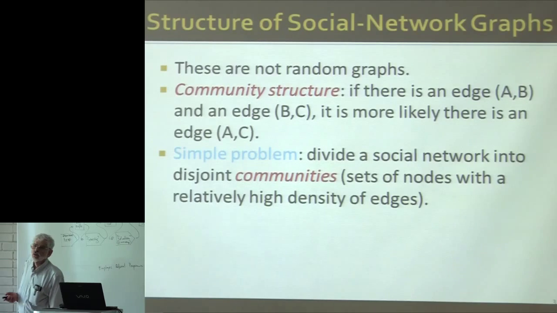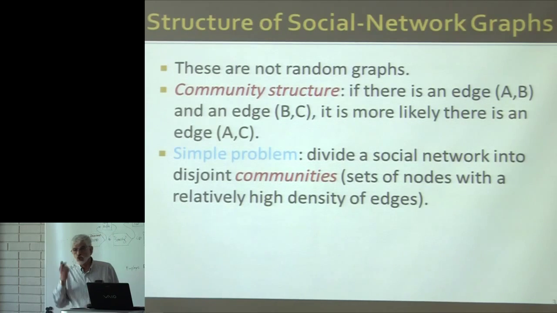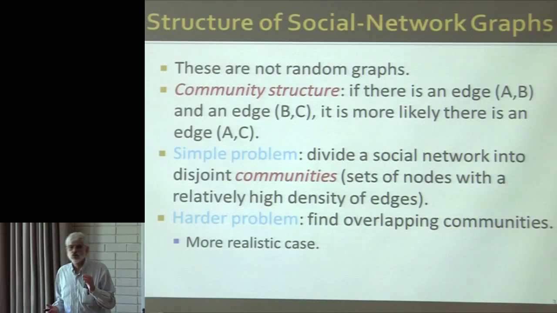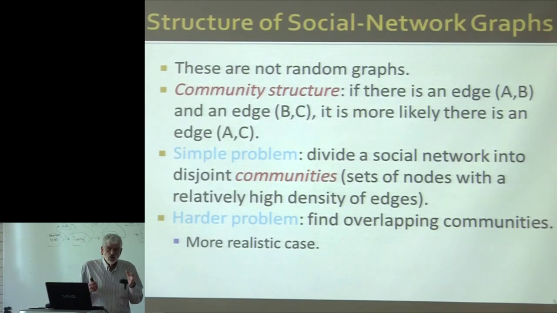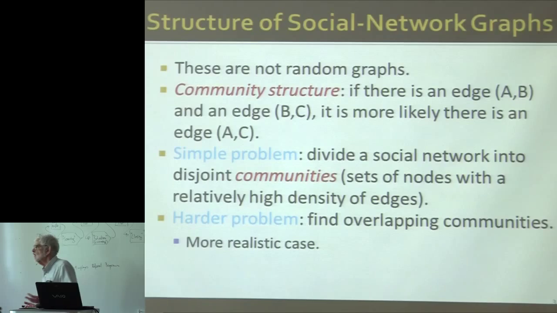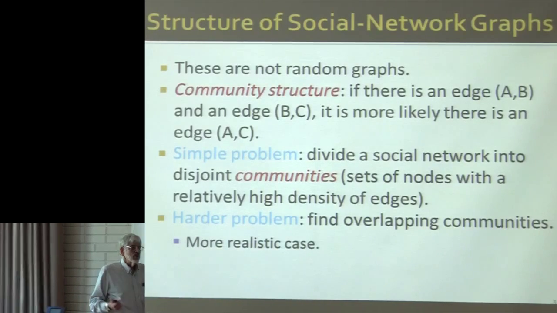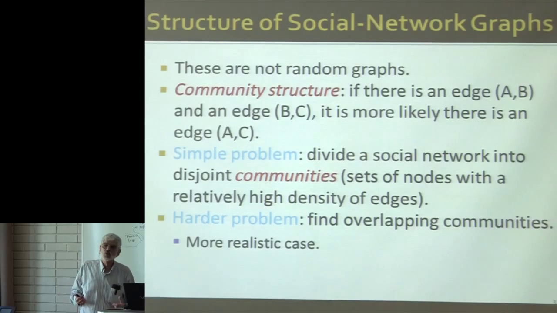So I want to talk about the problem of partitioning a social network into disjoint communities. By the way, if you look at the MMDS book, we talk about the harder problem of finding non-disjoint communities, because you may be a member of the chess club, so you have links to members of the chess club, and you're also, I don't know, linked to the people you graduated high school with. You're also part of that community.